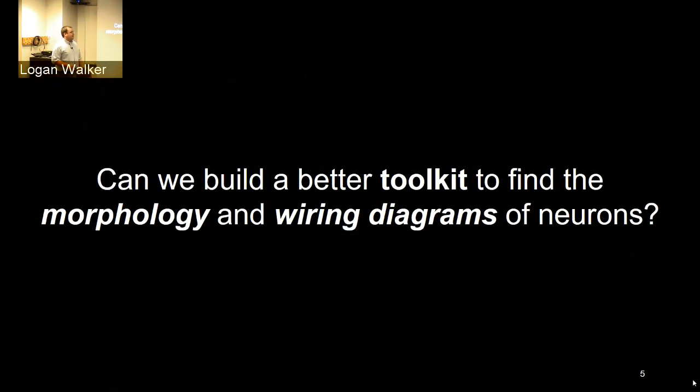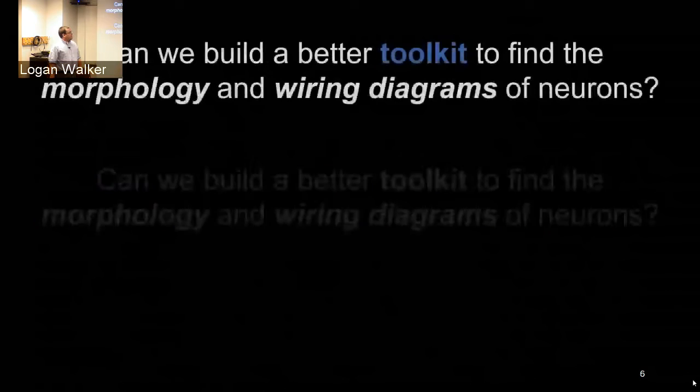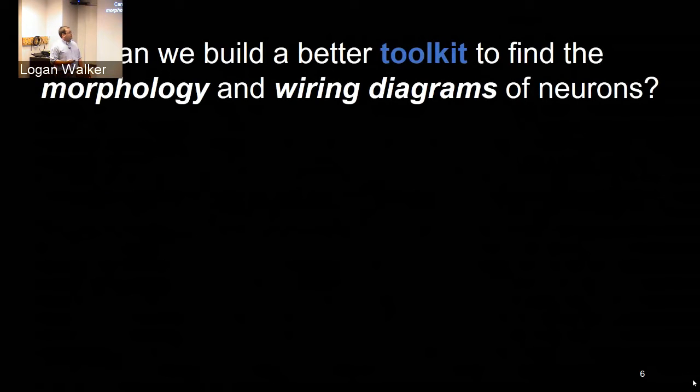and so we asked the question, can we build a better toolkit to find the wiring diagrams and morphology of neurons in the brain? So to do this, I'm going to tell you about basically four stories.